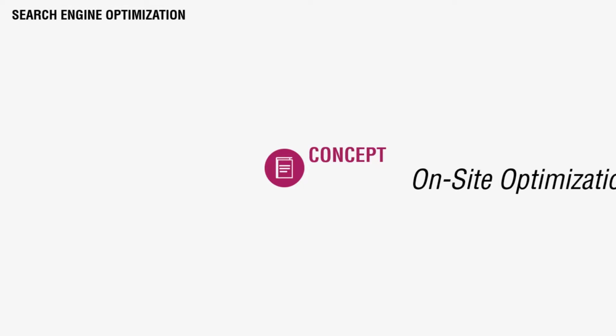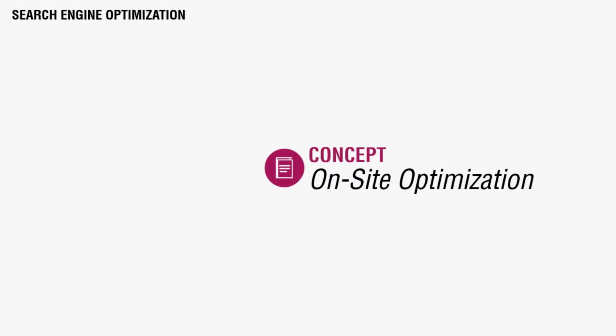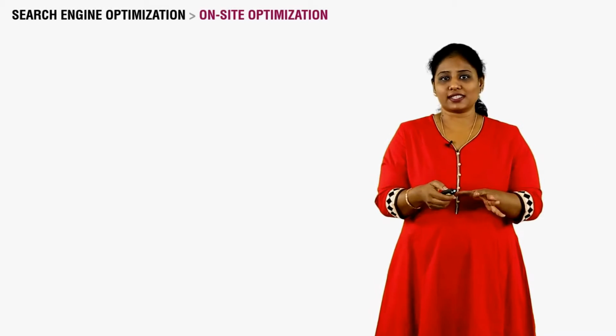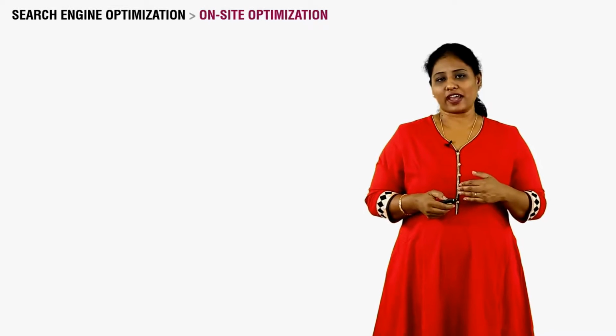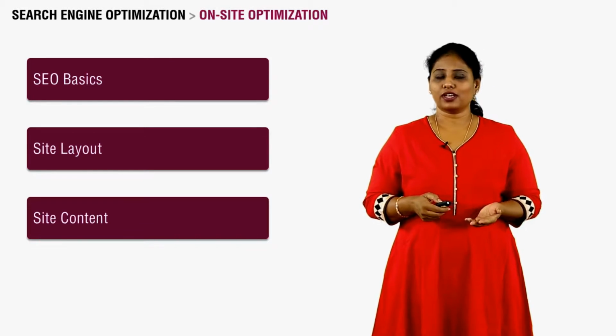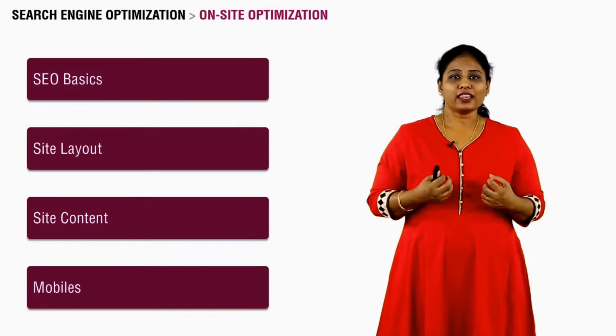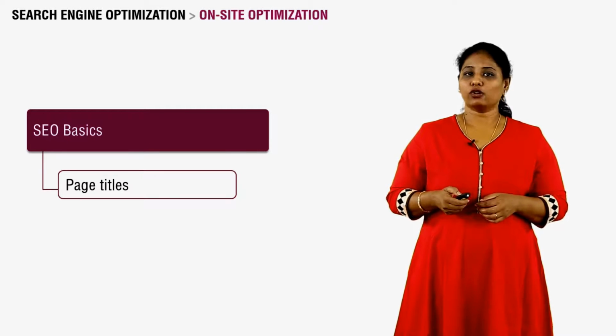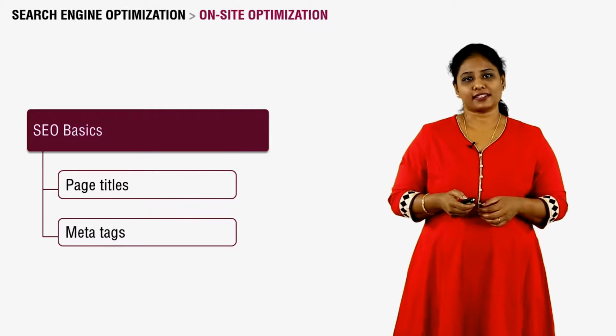On-site optimization is all that can be done through your site. There are various factors. Let's look at them. Basics, the site layout, site content, and the mobile experience. Site basics include page titles and meta tags.